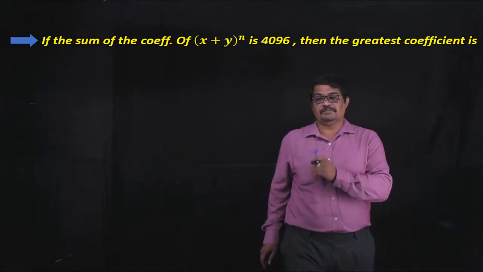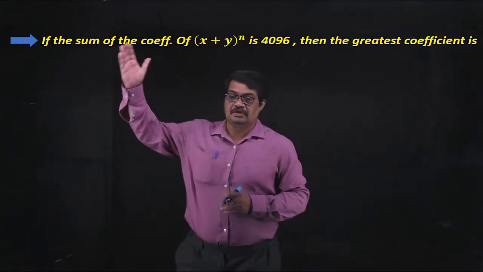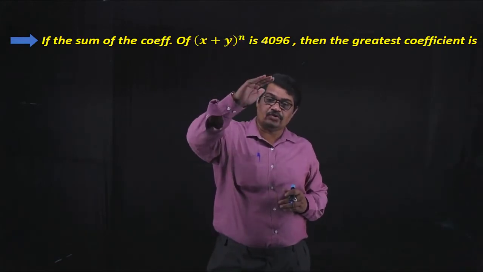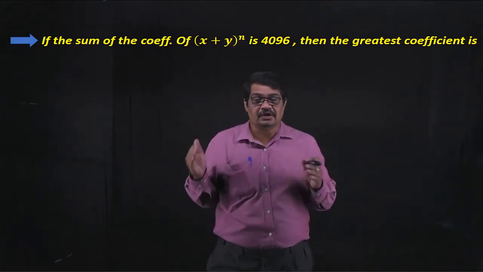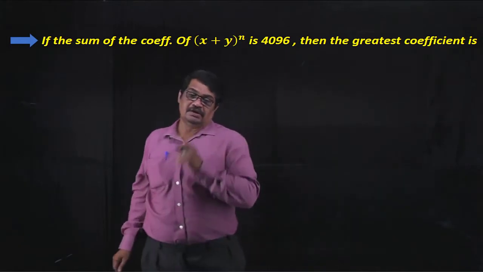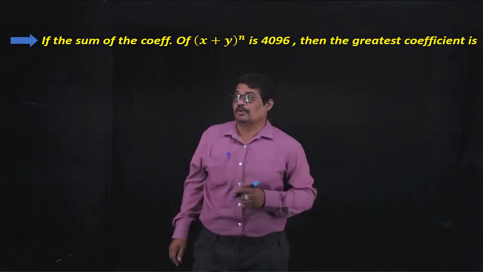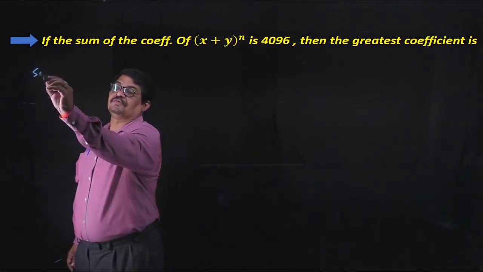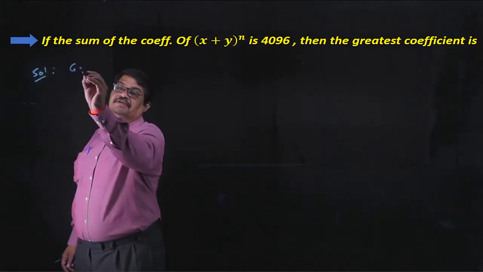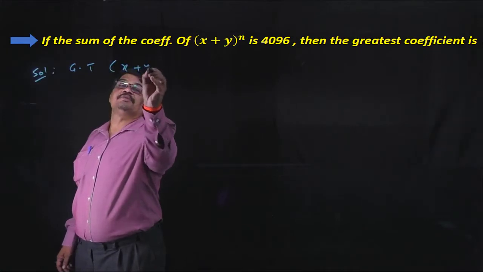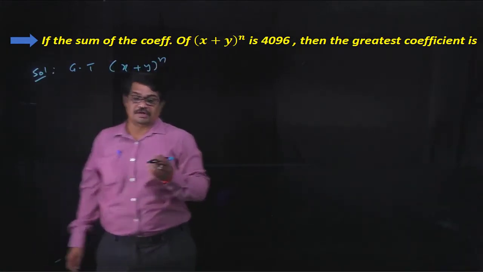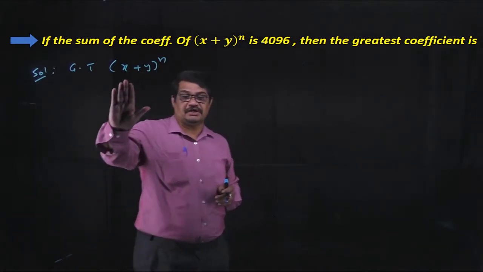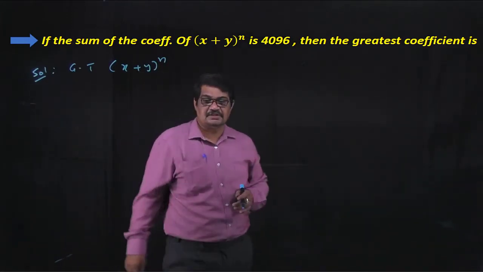See the problem. If the sum of the coefficients of (x + y)^n is 4096, then find the greatest coefficient in that expansion. So this is the problem. See the solution. The given expression is (x + y)^n. In that, the sum of the coefficients in this expression is 4096, that is given.